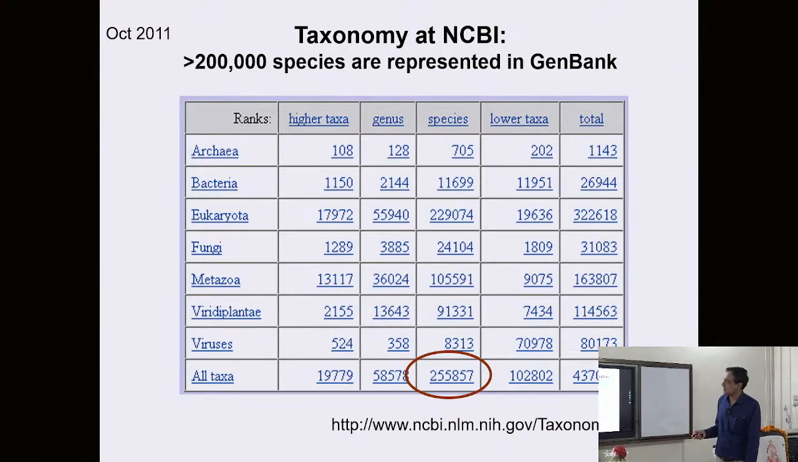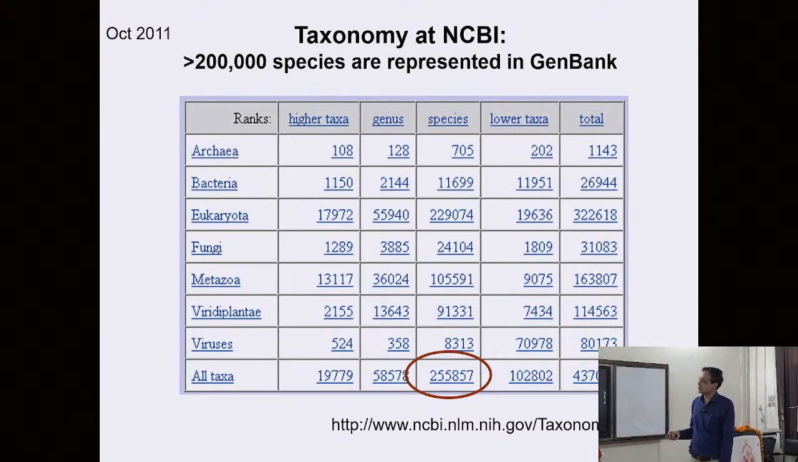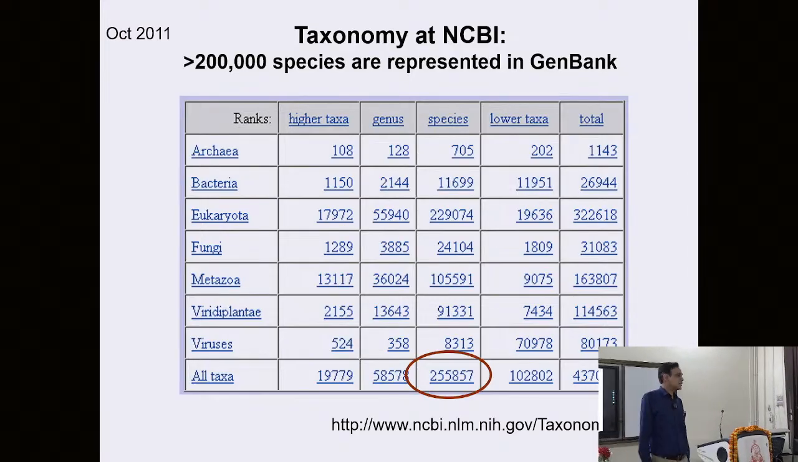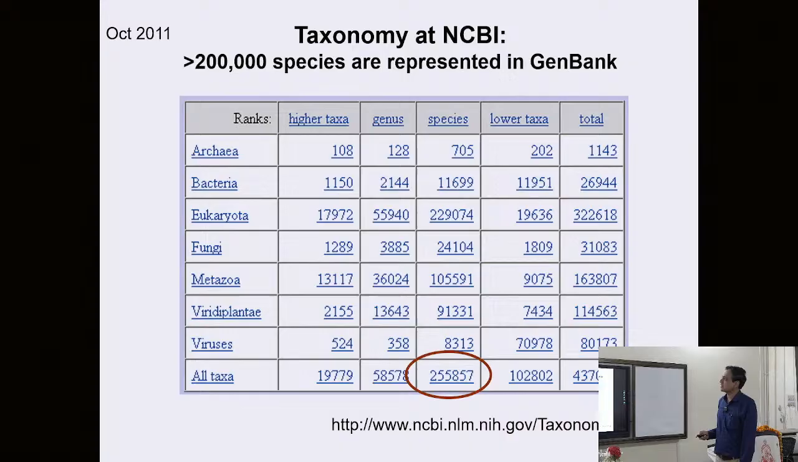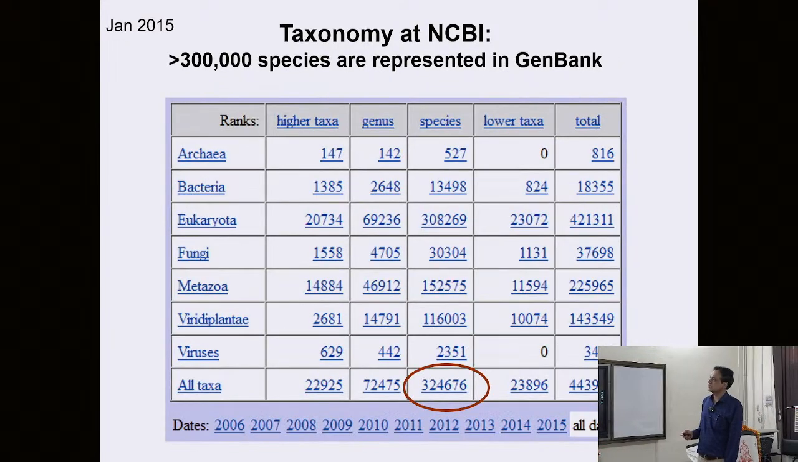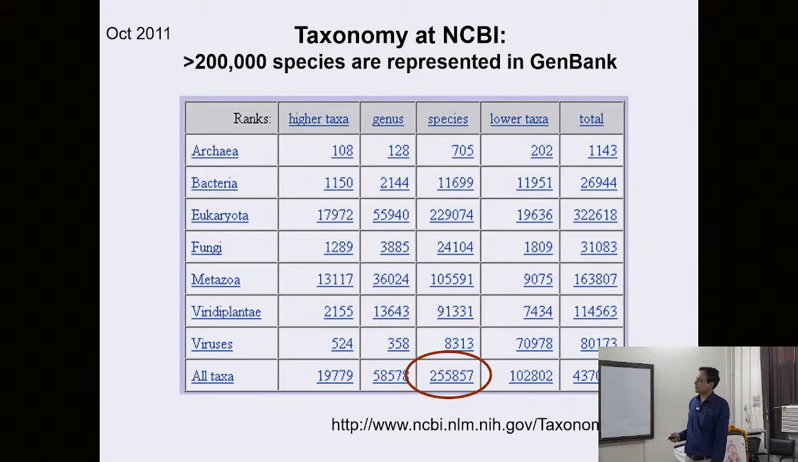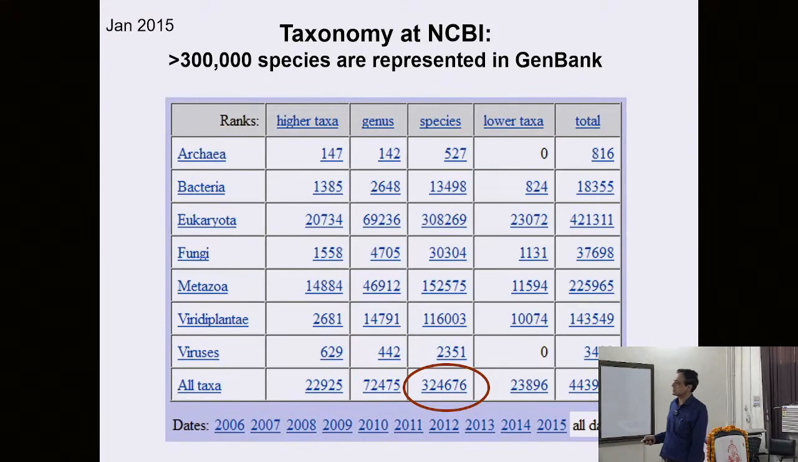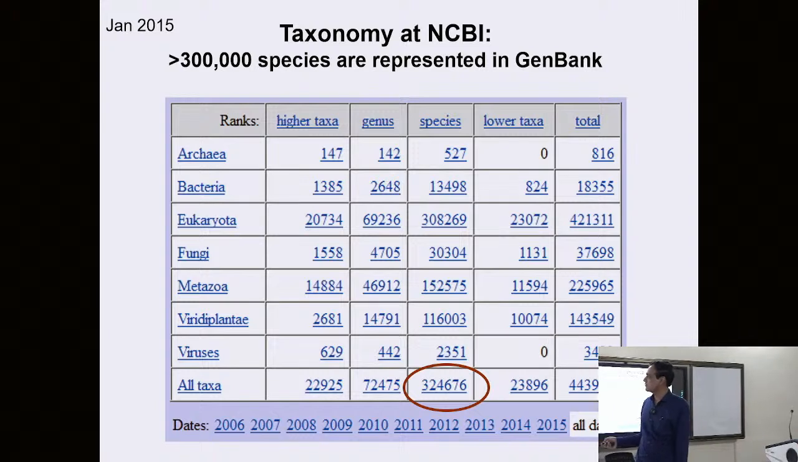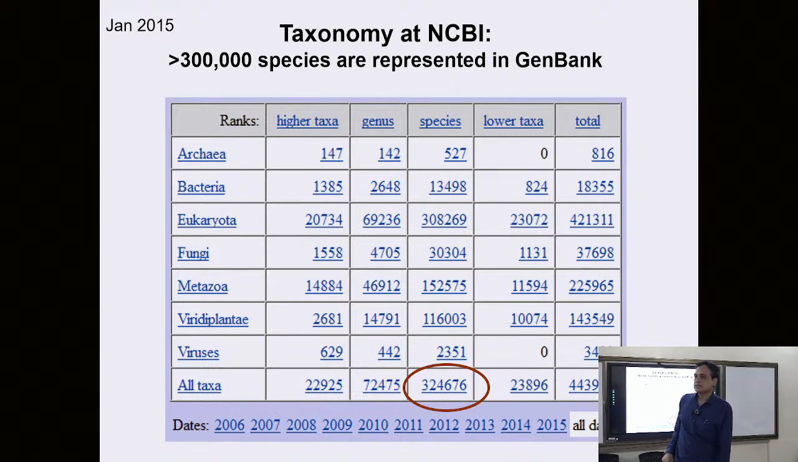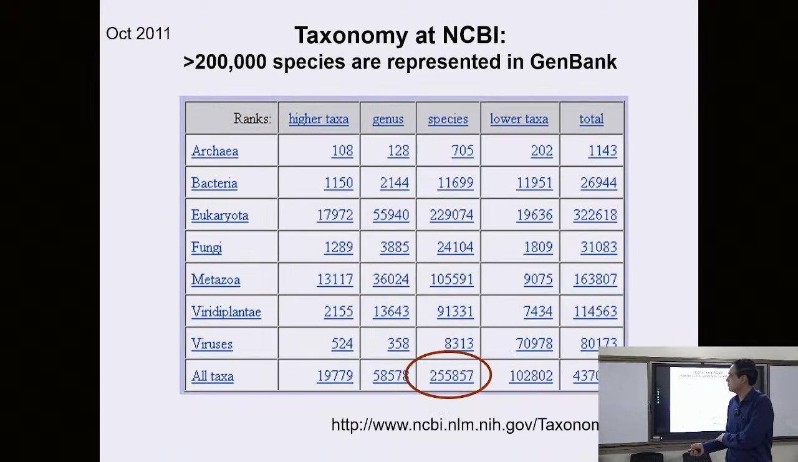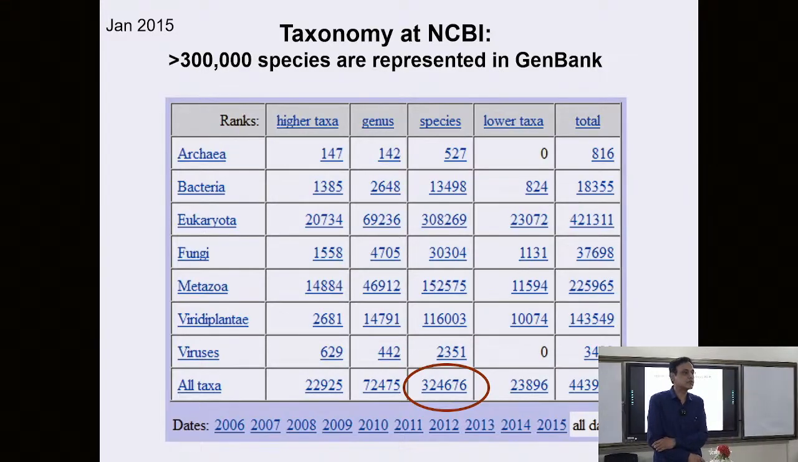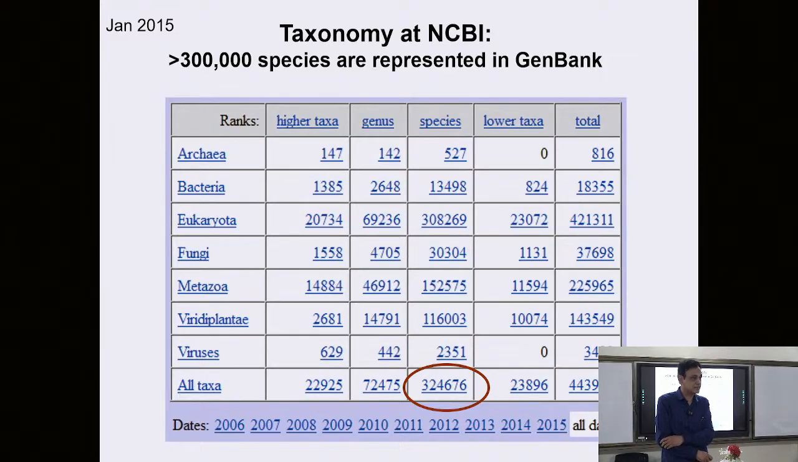At that time there were about 255,000 species represented in NCBI taxonomy. And as I was keeping track, I saw that almost every 3 years, about 70 to 80,000 more species are identified. So in 2015, about 325,000 species. So about 70,000 new species got added in 3 years.